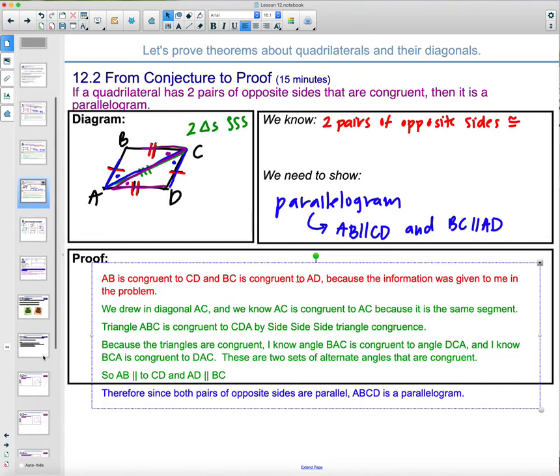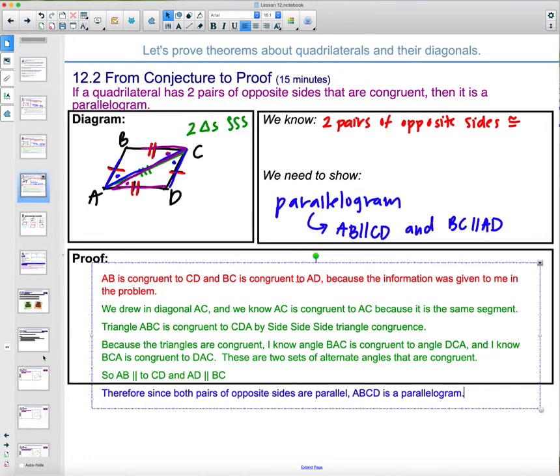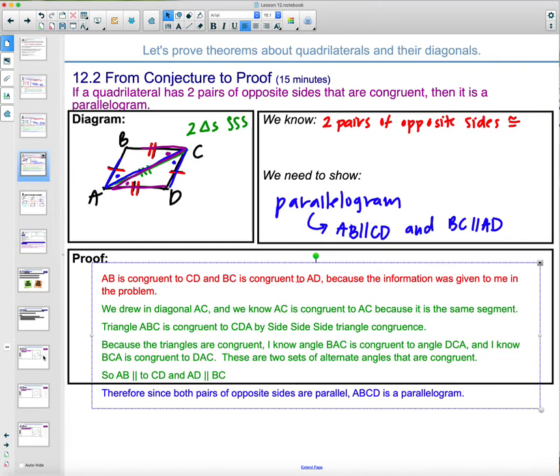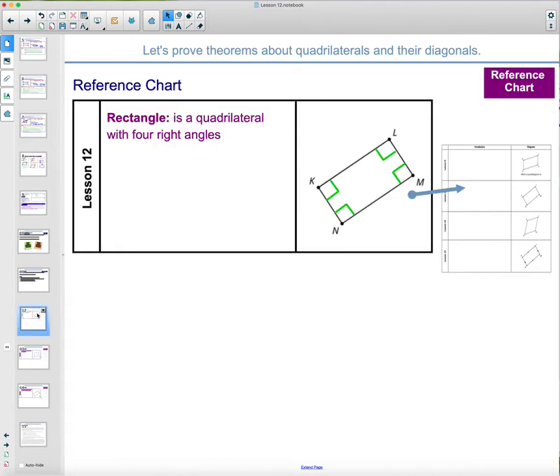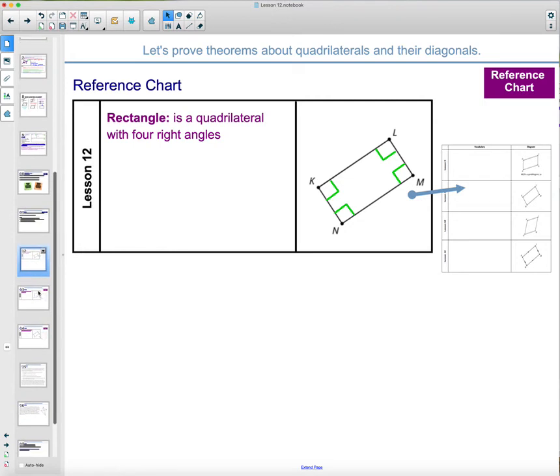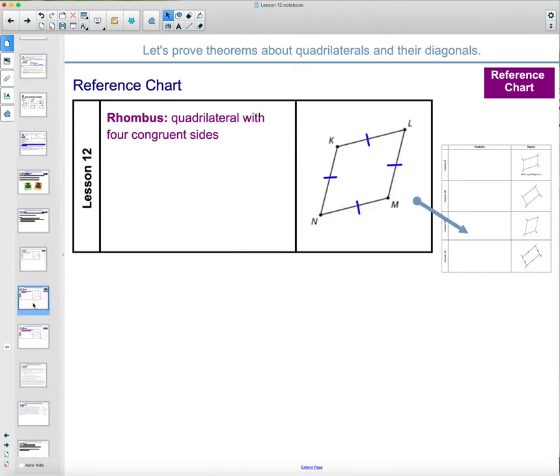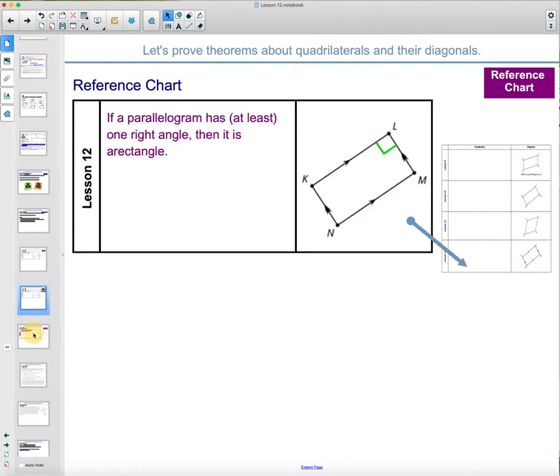All right, so that's the idea behind doing proofs. There are a couple other conjectures for you to look at, to see if you can come up with a proof for them. And here's your reference sheet, so you can get this written in on your reference sheet. You can take a screenshot or pause the video for a rectangle, for a rhombus, and then this one: if a parallelogram has one right angle, then it is a rectangle.